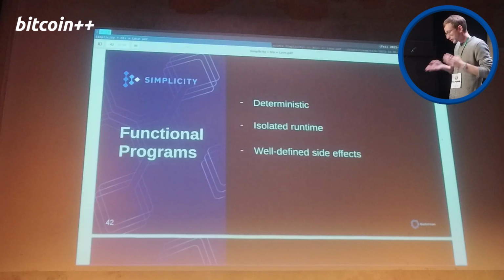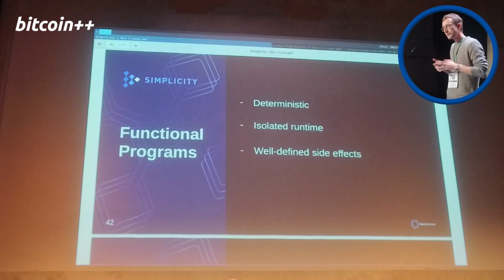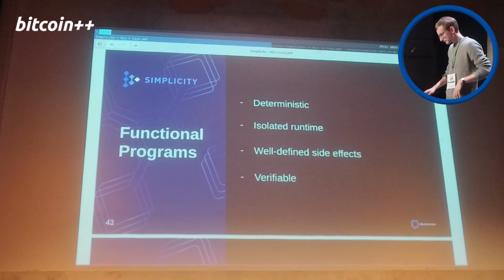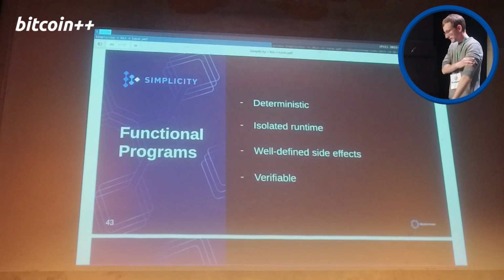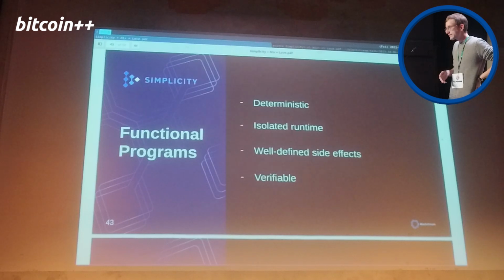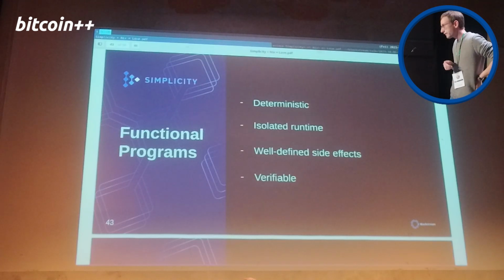If your project has more side effects, if it reads crazy things from the network or from the file system, then obviously it will not work as well with Nix, because all of this is impure, and if the outside world is different, if the things you read or write fail or are different, then the outcome will also be different. And like I said, simplicity is verifiable, so this just means that the points above actually are true. We actually verify that simplicity is deterministic, has an isolated runtime, and has well-defined side effects.